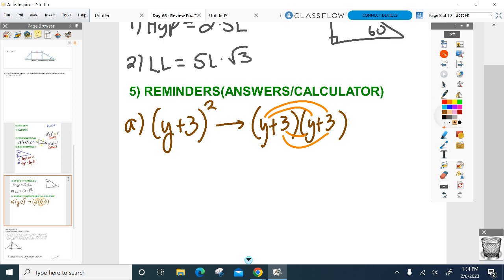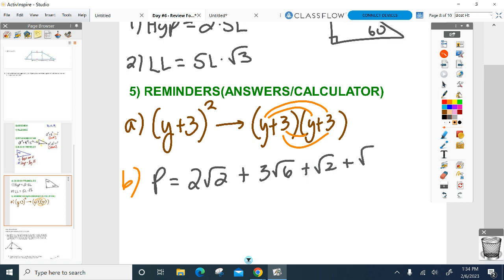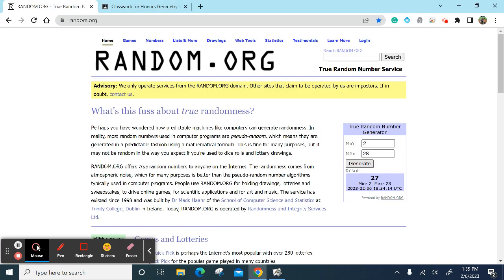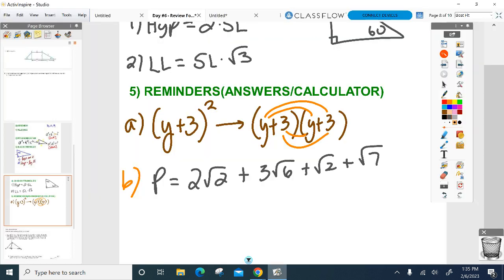All right, next up, let's say I'm doing a perimeter problem, and my answer at the end comes out to be this: 2 radical 2, 3 radical 6, radical 2, and radical 7. And I'm asking for the perimeter. You cannot leave your answer like that. That's not simplified. So what can you combine up here?